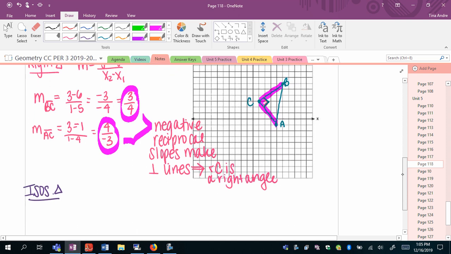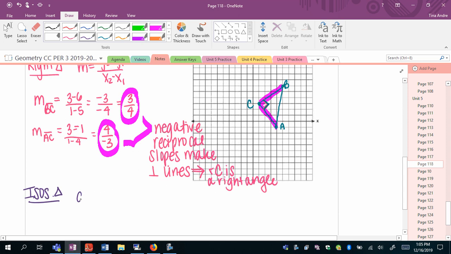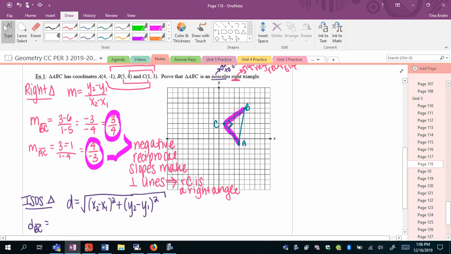But for this one, since I'm also trying to show isosceles, I'm going to go ahead and write down my distance formula. So change in x is squared plus change in y is squared. Oops, I said change and I put plus. And then now I can plug in, and I'm going to use the same side. So I'm going to say distance of side BC. So I'm going to just zoom out a little bit so I can still see my coordinates.